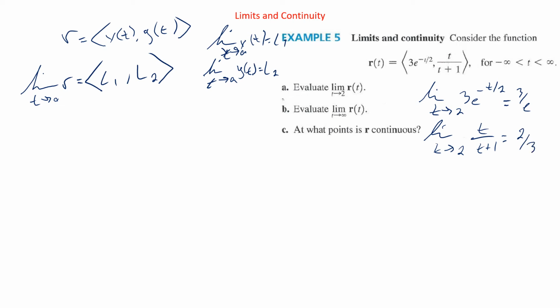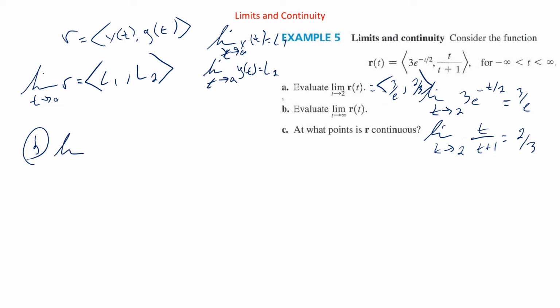And so the limit of r as t goes to 2 is going to equal the vector 3 over e comma 2/3. So it still is a vector. It's a position vector, so we're going from the origin to that point, but that's what it is. And the limit as t goes to infinity, so for part B, t goes to infinity. So as t is going to infinity, we have 3 times e to the negative infinity, e to the negative infinity.